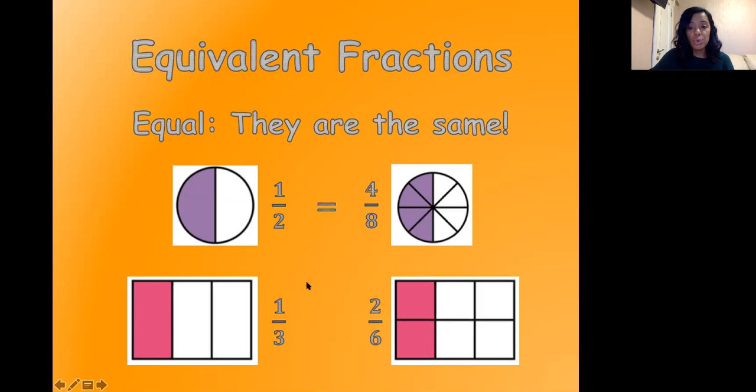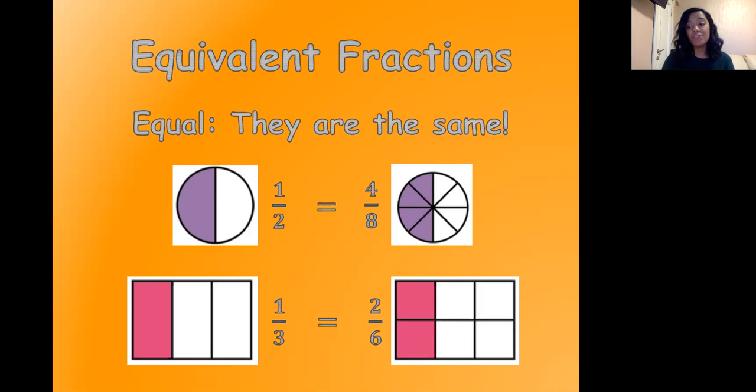So our 2 out of 6, or 2/6, and our 1/3 are equivalent fractions, okay? That makes them equal. That means that they are the same amount, okay? All right, that is what we're going to be doing this week with equivalent fractions. It's going to be fairly simple, just making sure that we have equal fractions by using colors and pictures.